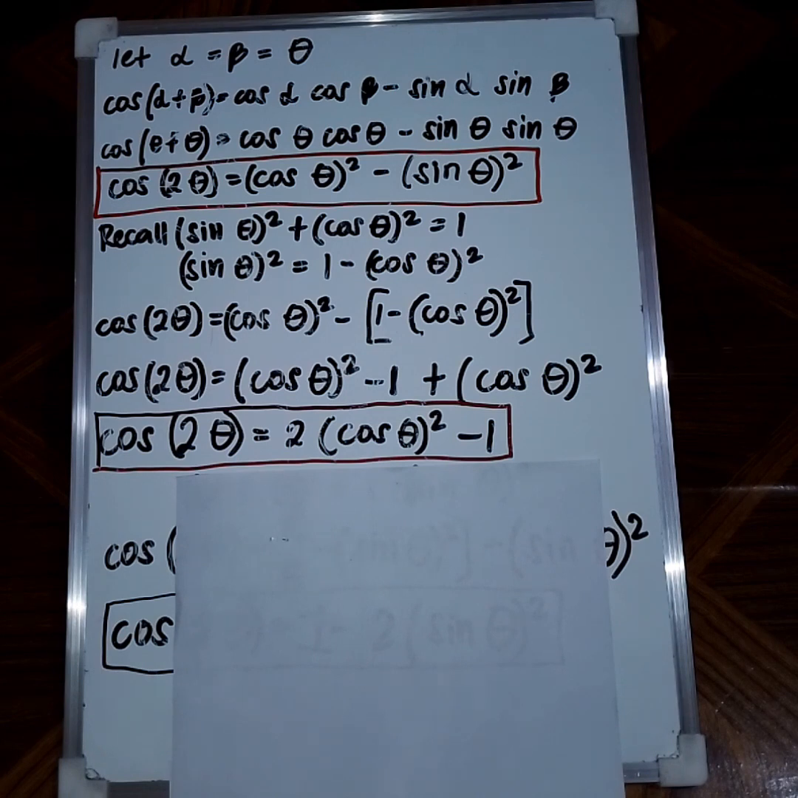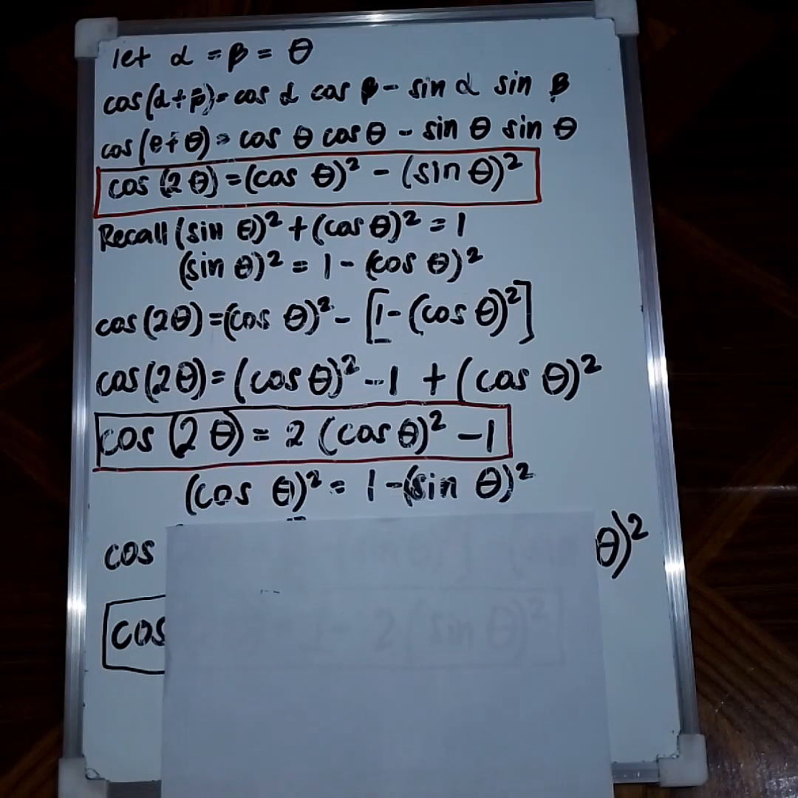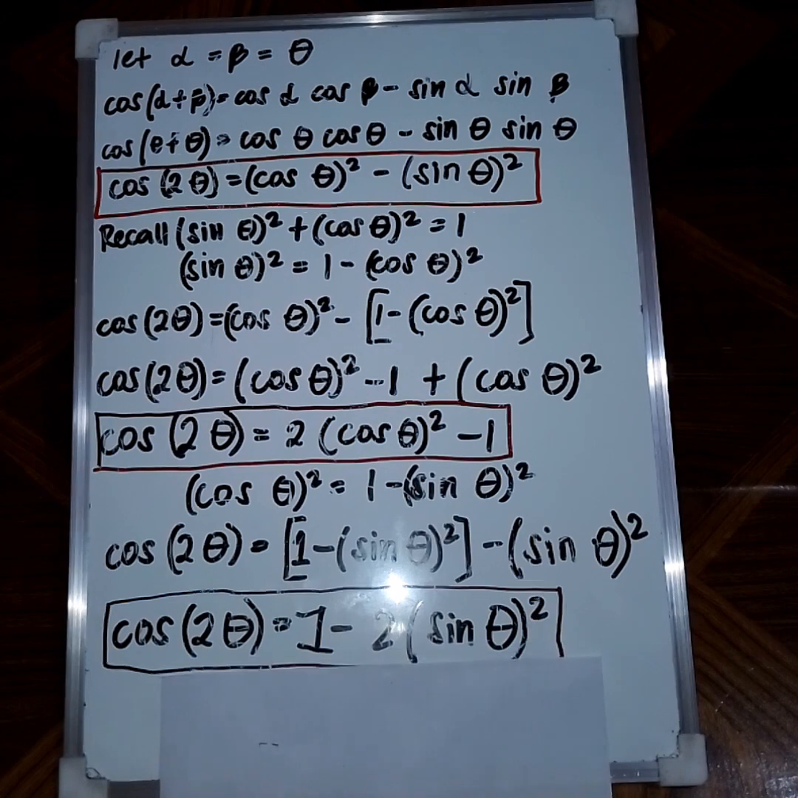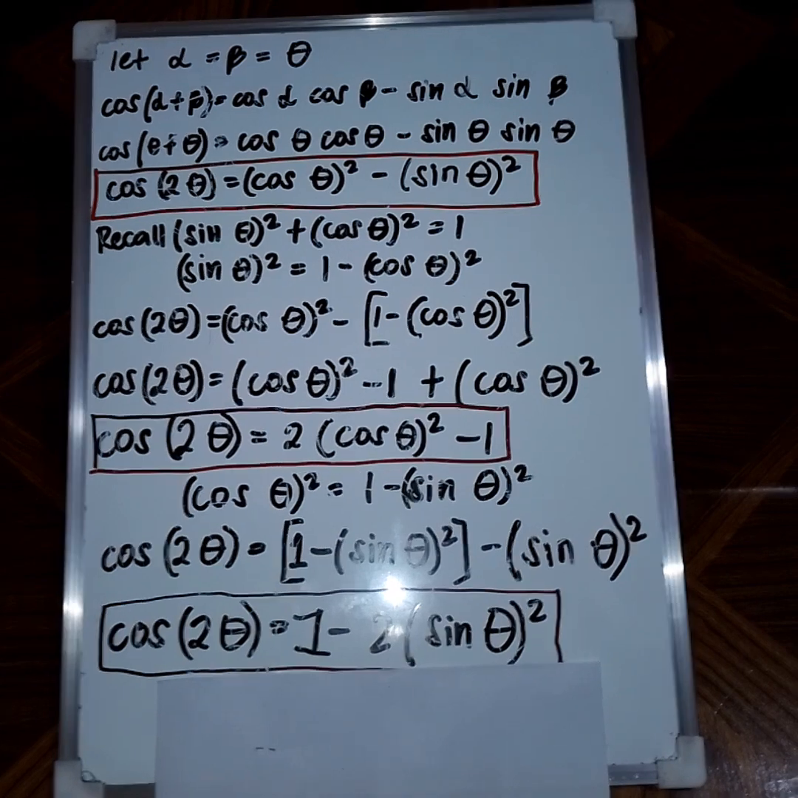And then lastly, si cosine squared theta, pwede rin natin gawin na 1 minus sin squared theta. So, itong cosine squared theta minus sin squared theta, pwede rin natin gawin na 1 minus sin squared theta minus sin squared theta. Pwede rin natin i-combine yung negative terms. So, yung cosine 2 theta, equivalent lang din kay 1 minus 2 sin squared theta. So, ito ay yung tatlong equivalent na cosine 2 theta.